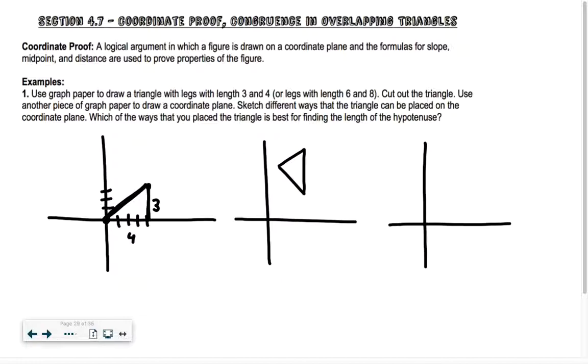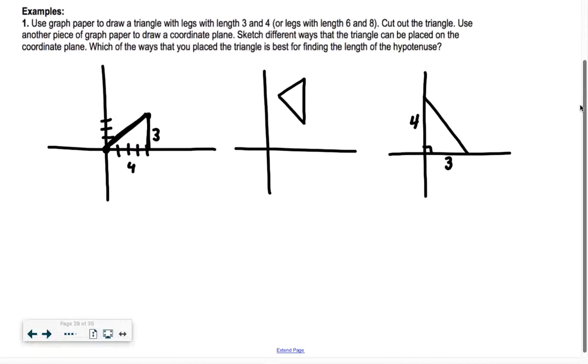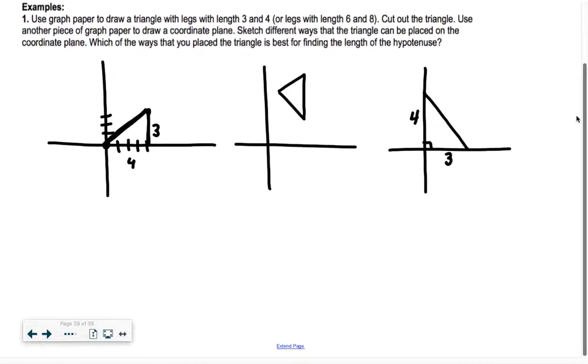Personally, I think the best way is to just draw it so that the right angle is formed by the axes. I would do something like that where I have 4 and 3. Okay. So what we're going to be doing today is something called coordinate proof. So we're going to be trying to prove things when maybe we have points where if I say the base of a triangle is B, well, if the base was a length of B, what is this point right here then?